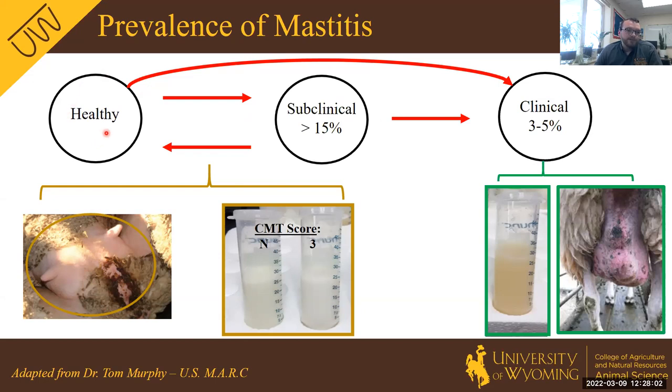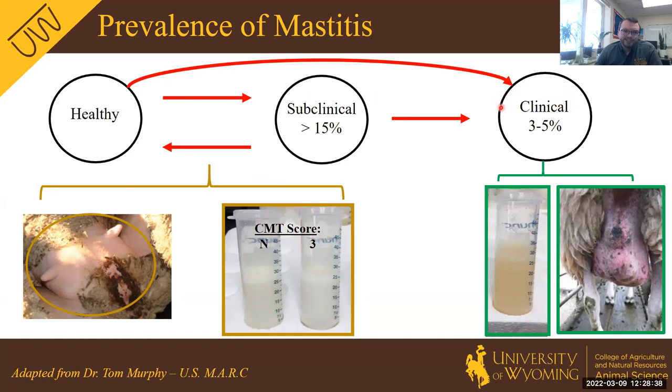So a healthy ewe may develop clinical mastitis, or she may develop subclinical mastitis throughout lactation, or she may just stay healthy. If she develops subclinical mastitis, that may progress into clinical mastitis, or, as I said earlier, there is some self-cure. So a subclinically infected ewe or doe might go back to being healthy within a single lactation. However, if a ewe or doe gets clinical mastitis, there's virtually no chance of a cure, either back to a subclinical infection state or back to healthy.